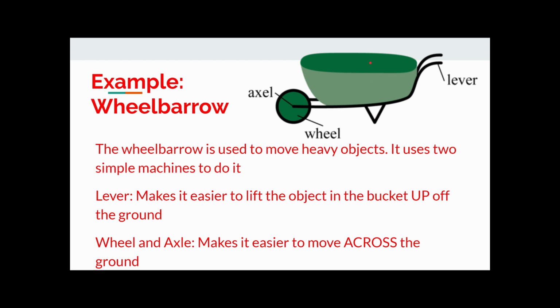Once it's off the ground and resting on the wheel, you can use the wheel and axle to reduce friction and make it easier to move the whole thing. So you use the lever to make it easier to lift, you use the wheel and axle to make it easier to move, and you combine those two and you get the wheelbarrow.